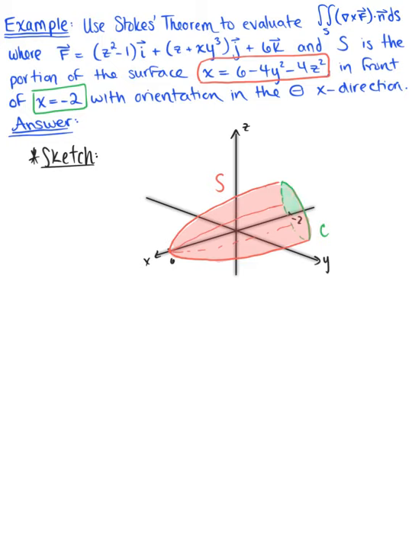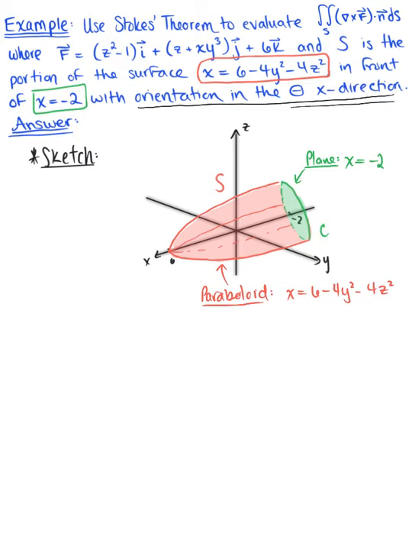Now, we also want to think about our region of integration here. We can see that it's slightly different because our region of integration is at the plane, and this is the plane defined as x equals negative 2. And we also have our paraboloid explicitly defined as x equals 6 minus 4y squared minus 4z squared. Before we look at our region of integration, keep in mind that the orientation of the surface is in the negative x direction. So that means its orientation is moving in a clockwise direction.